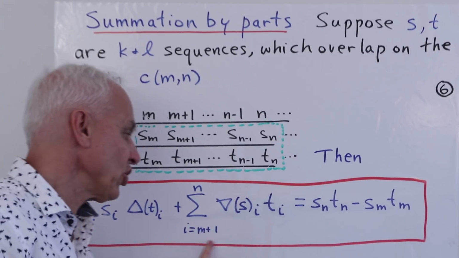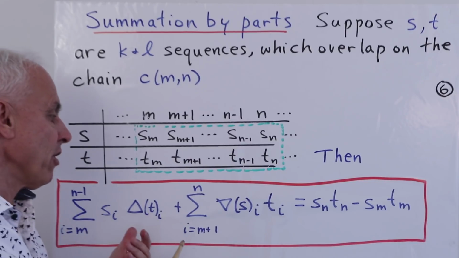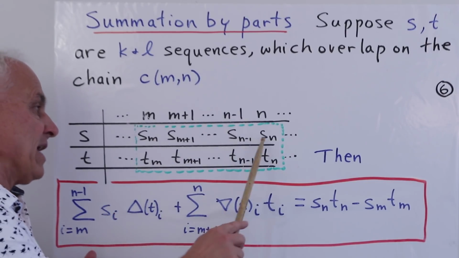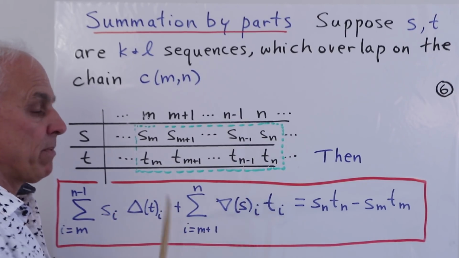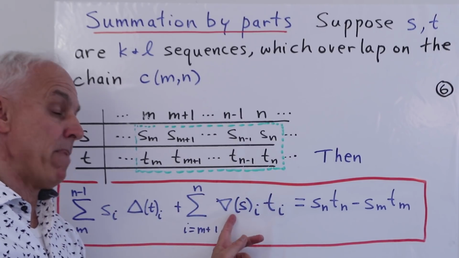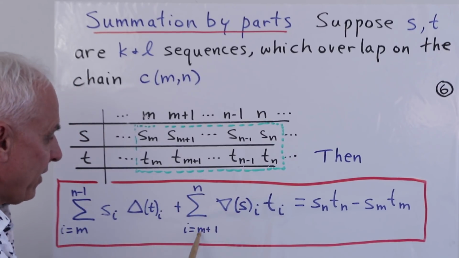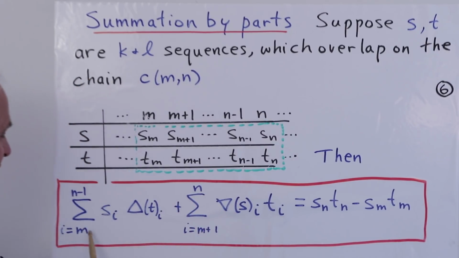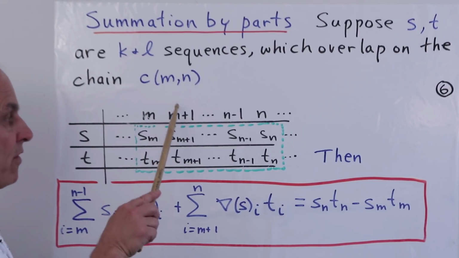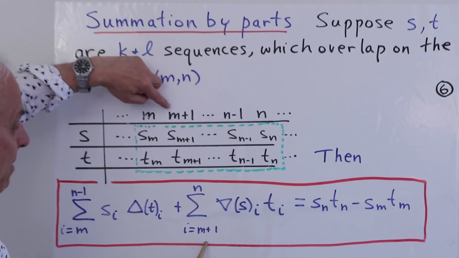Okay, the next term in this formula is similar, but now we're taking differences of the s sequence multiplied by values of the t sequence. But notably, we're taking backward differences for the s's. So the indices are also a little bit different. Instead of going from m to n minus 1, we're now going from m plus 1 to n. Okay, so i is now running from m plus 1 to n.